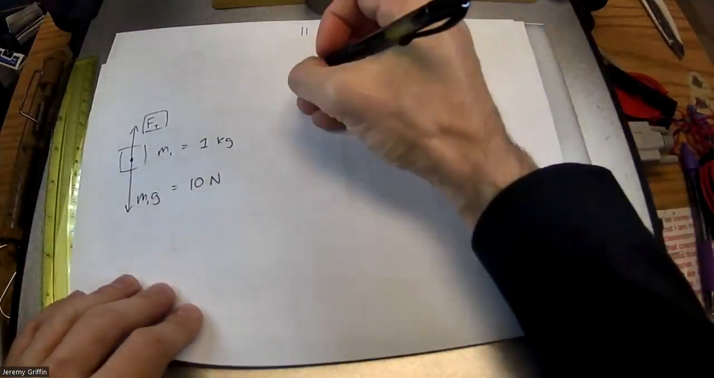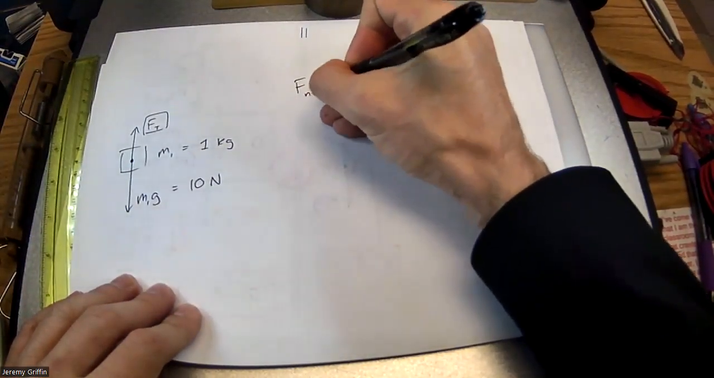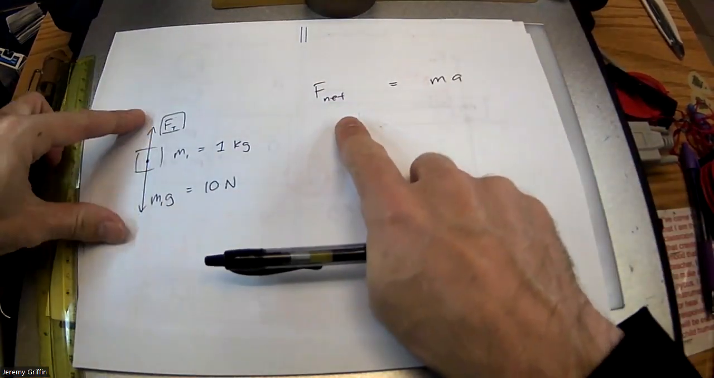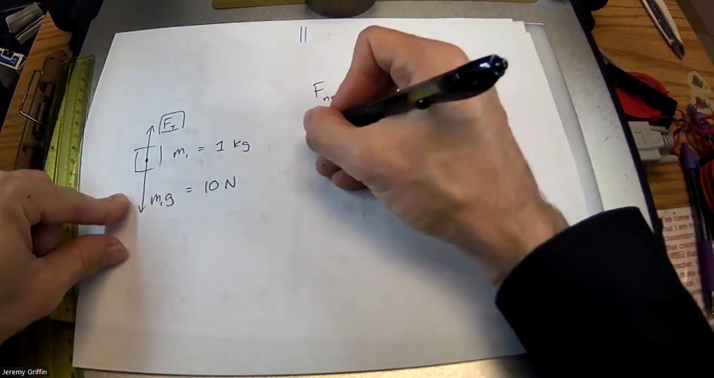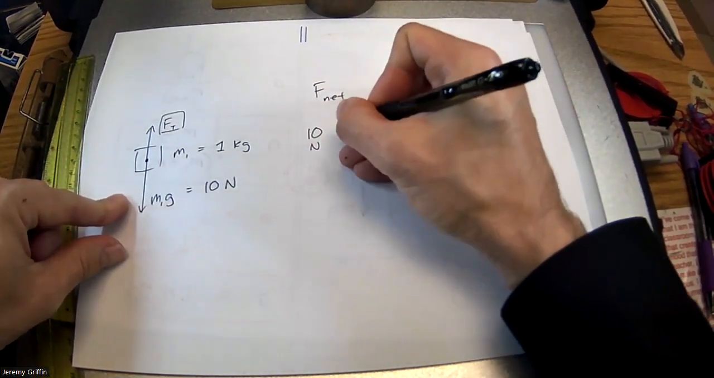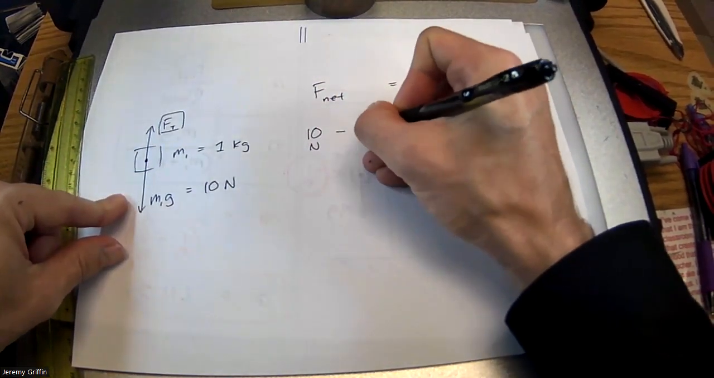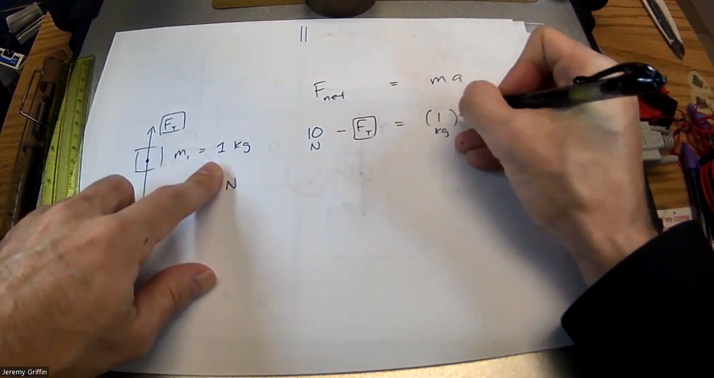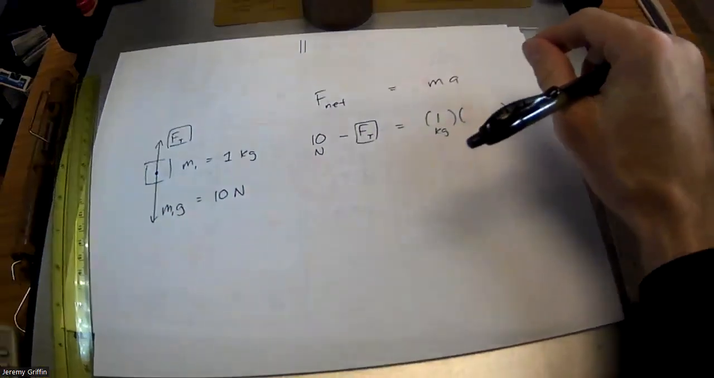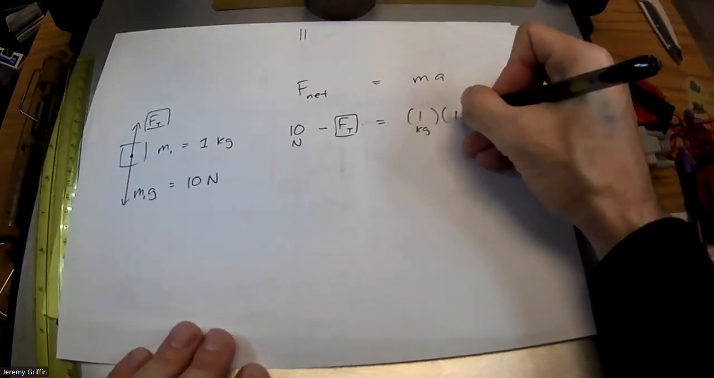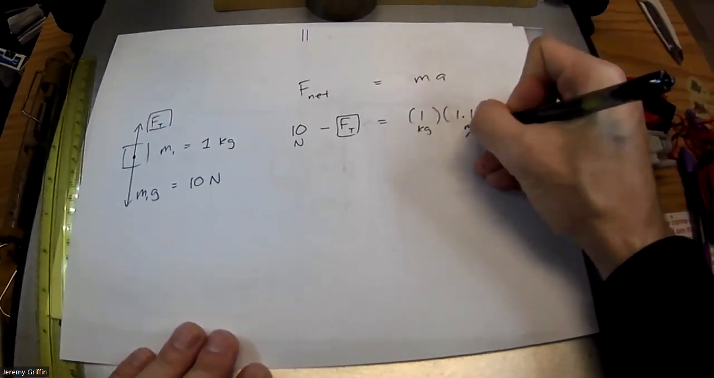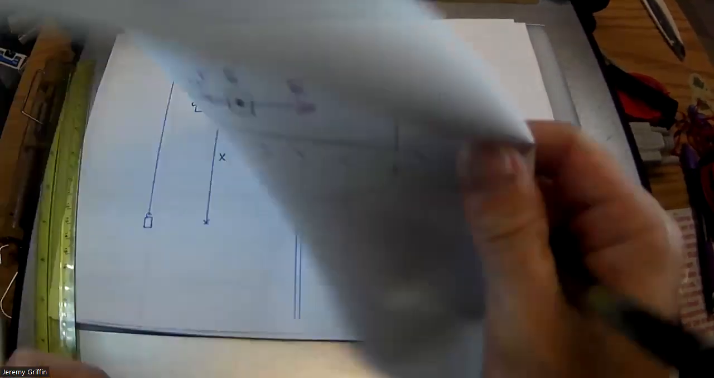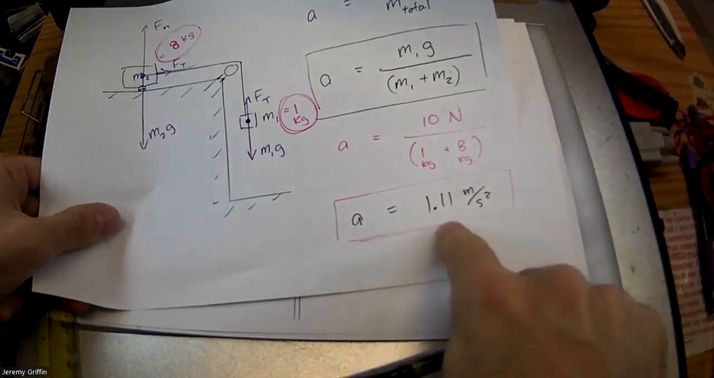So I'll set up Newton's second law of motion. Net force is equal to mass times acceleration. Now here, the net force is the difference between these two. Let's call it down positive, just like I did for the last one. 10 newtons down minus the tension force up is going to result in this 1 kilogram block accelerating at a value that we already figured out. Remember, we figured out it's 1.11 meters per second squared. You guys know that? That's right here, right?